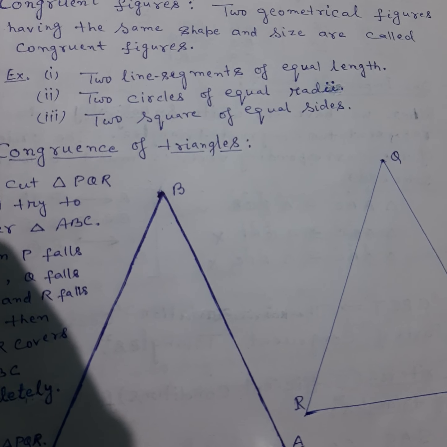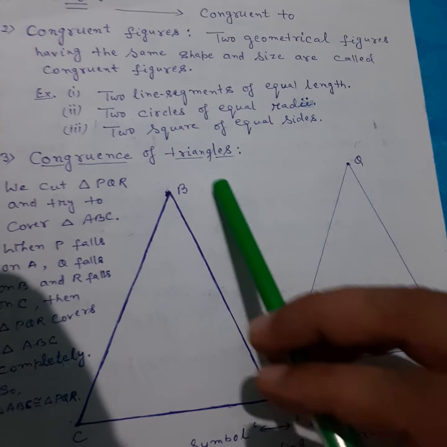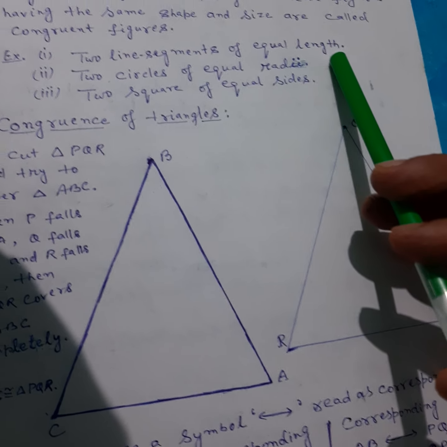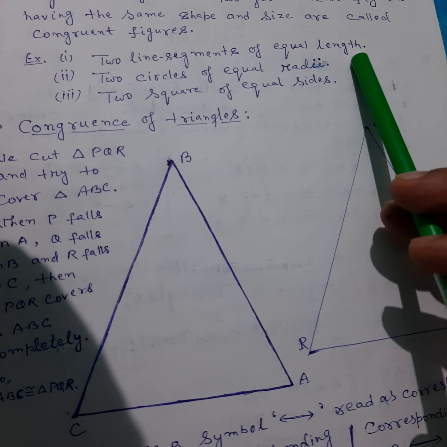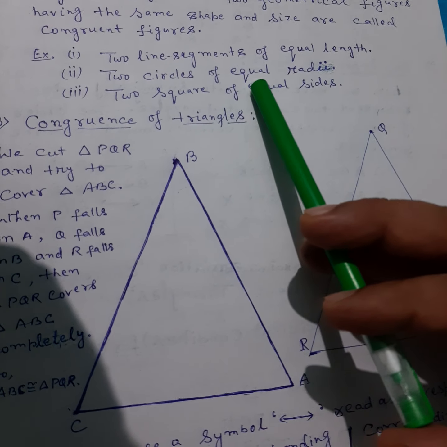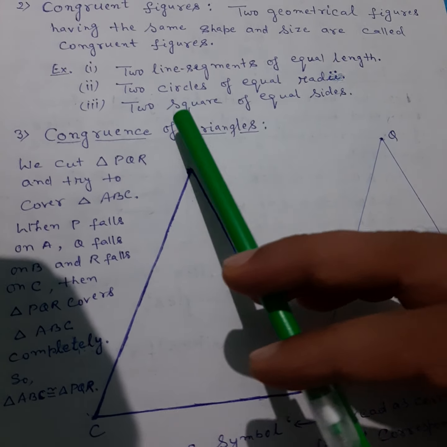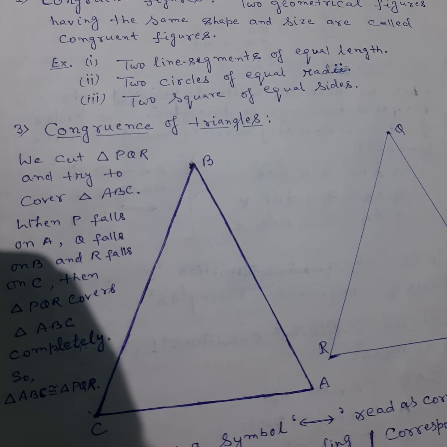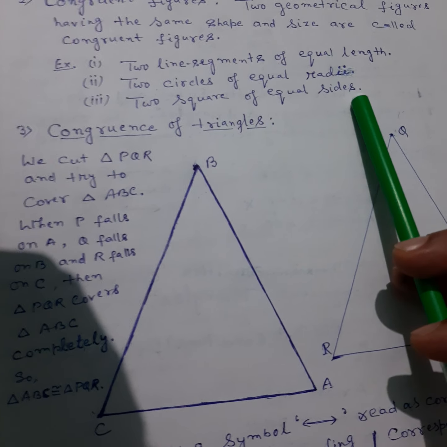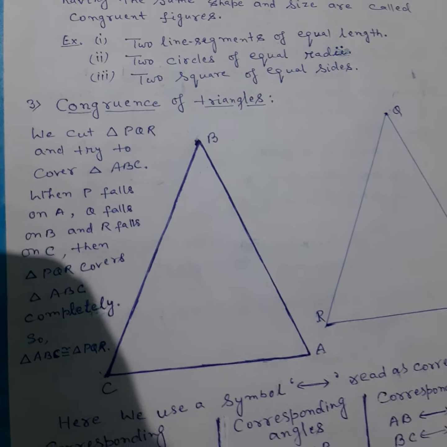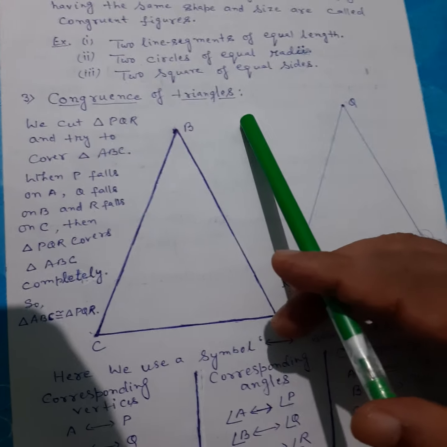Let me discuss some more examples. Two line segments having equal length are congruent to each other. Two circles of equal radii are congruent to each other. Two squares of equal sides are also congruent. These are some simple examples, but our main topic is congruence of triangles.